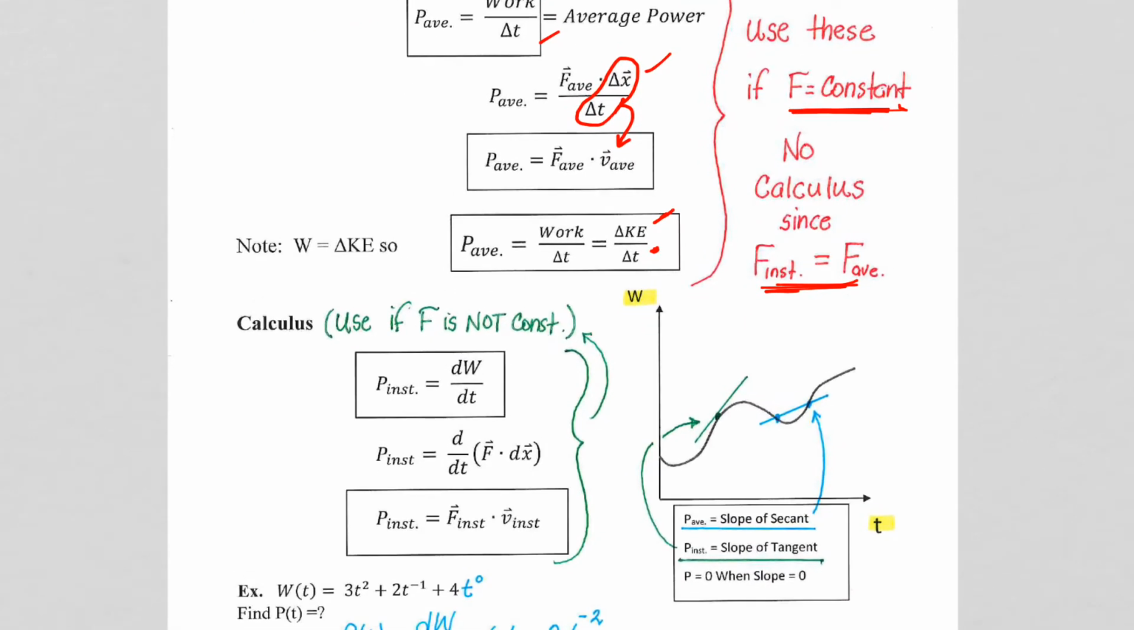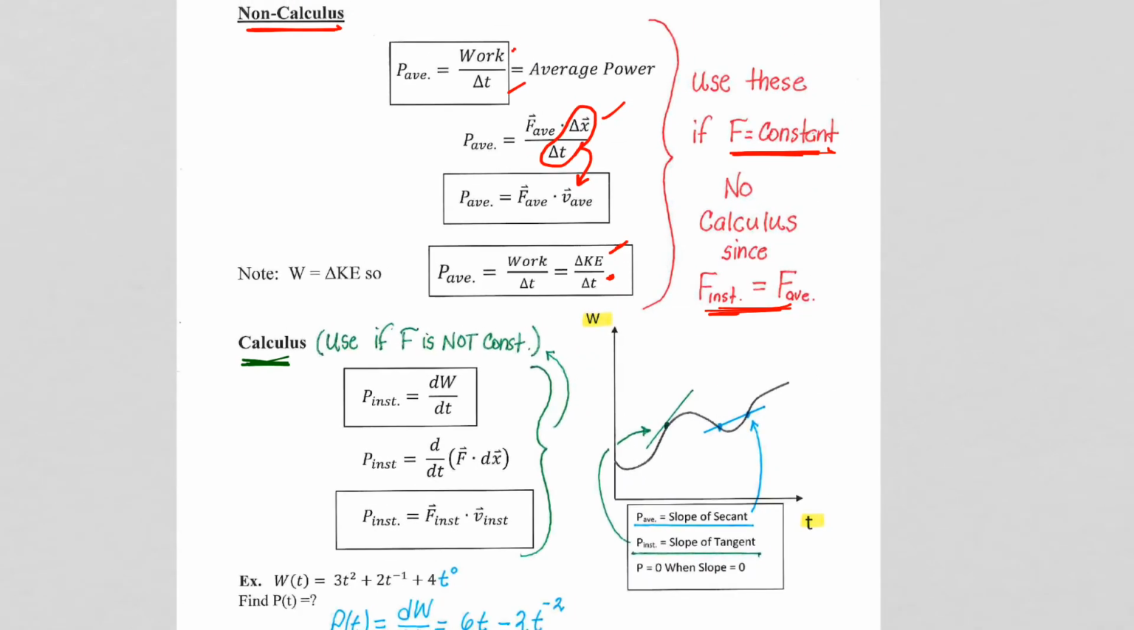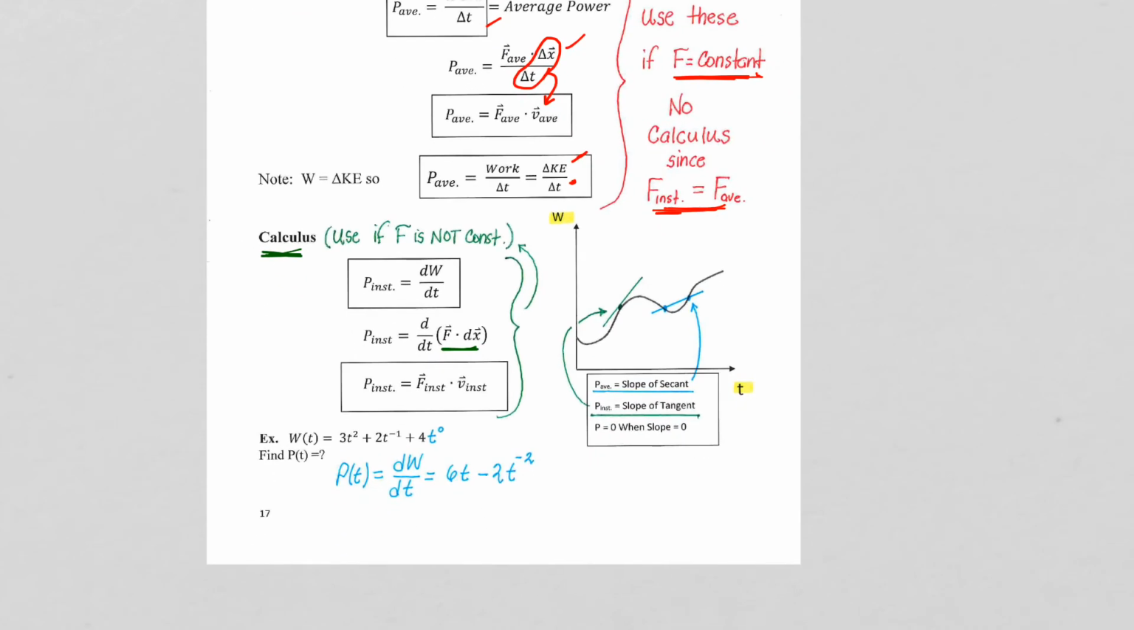The calculus version of power has to be used if the force is not constant. If the force is not constant, then our timed rate of change of work becomes dW/dt, right? The derivative of work with respect to time, and since the force is not constant, the work will not be constant, right? F dot delta x becomes the integral of F dx. So what we're looking at here is that the work is now going to be a function of position.